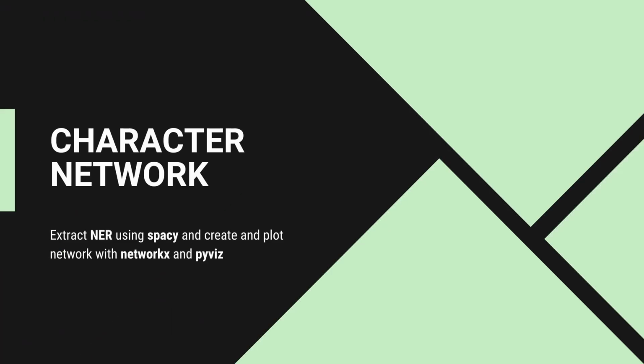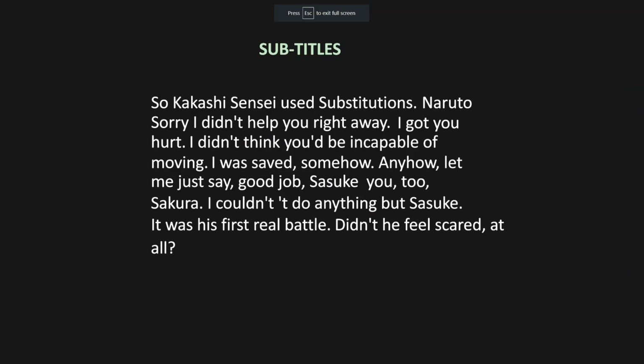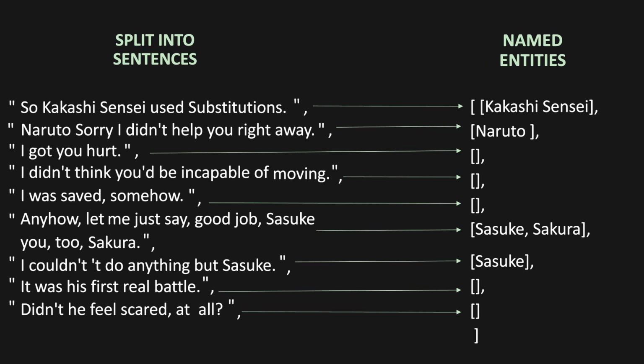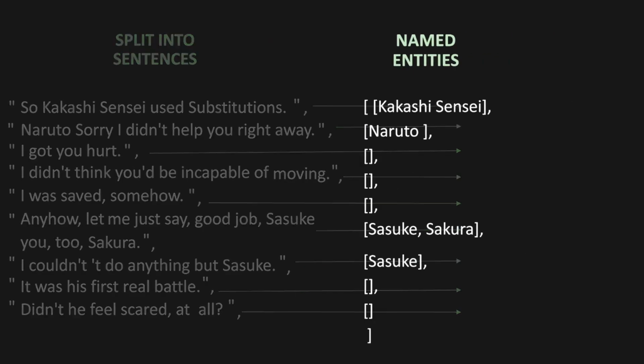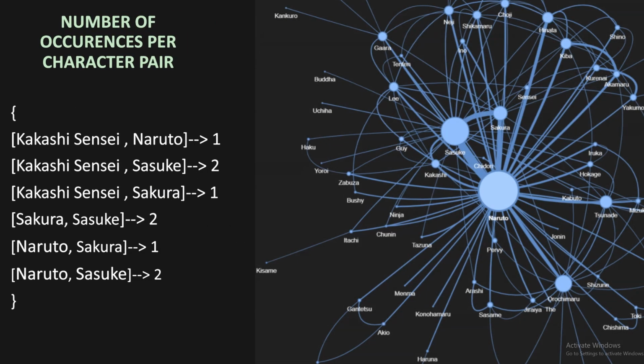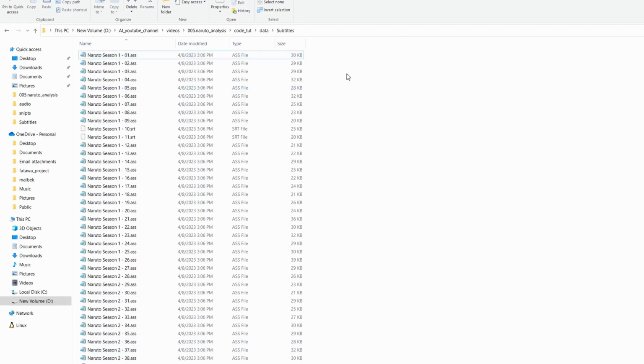Next, let's tackle creating the character network. We will want to read in the subtitles, then separate it into sentences and extract the named entities per sentence. Then we want to count how many times each pair of characters were mentioned within a 10-sentence window. Now we can easily convert this into a network where the nodes are the characters and the count is the edge attribute. We'll need to read in the subtitles data first.